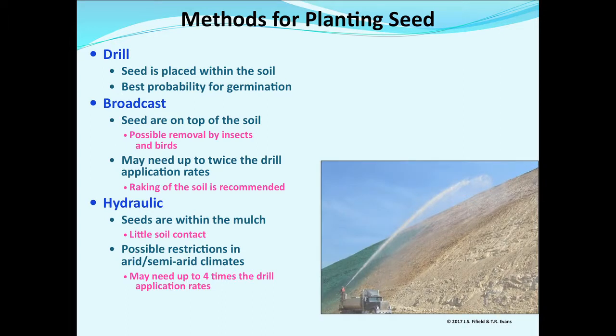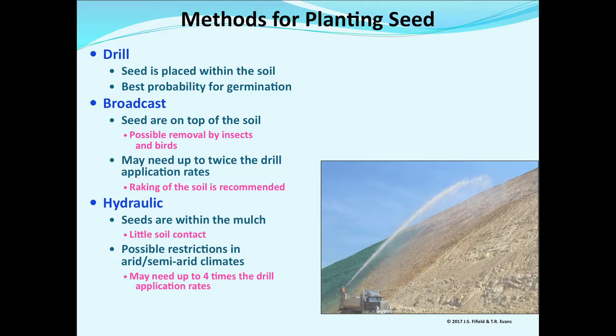And then hydraulic applications is probably the one that you're most familiar with. All it is, is basically a slurry that's sprayed onto your exposed bare ground, and the seeds are now found within the mulch medium itself. If it's applied as a one-step application, the seeds are going to have little contact with the soil because they're suspended within that mulch medium itself. So without the proper irrigation or the proper moisture, there is a chance for less germination to occur.